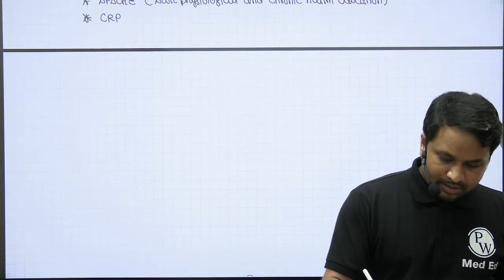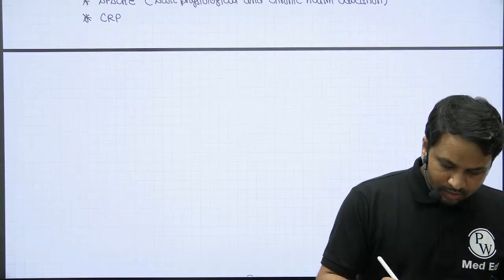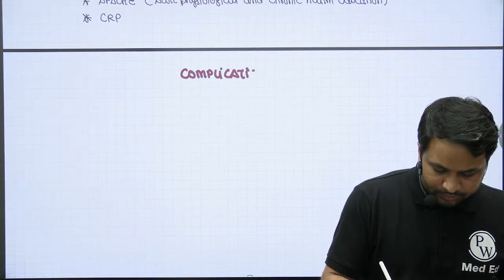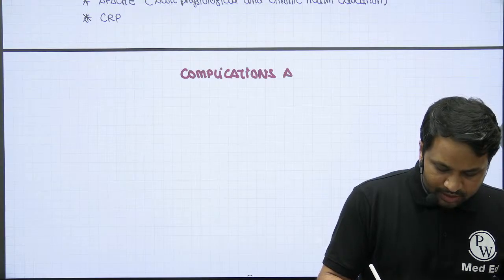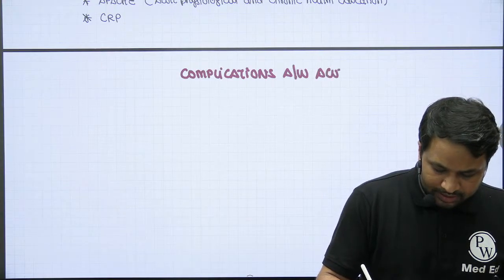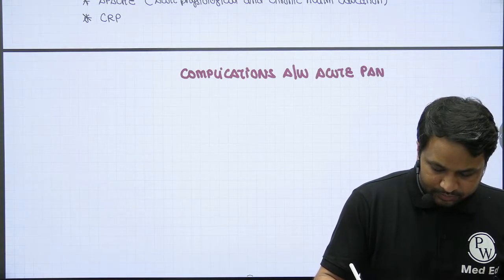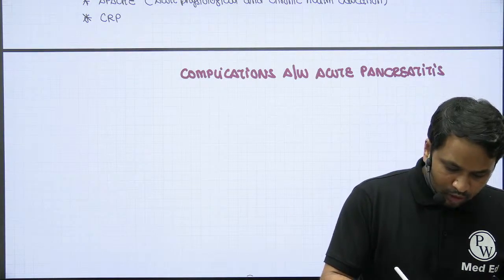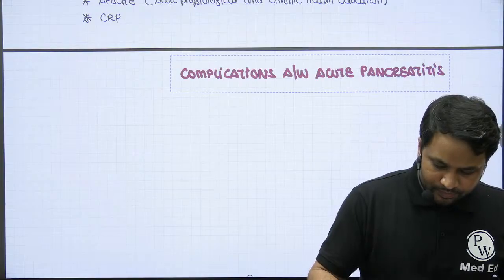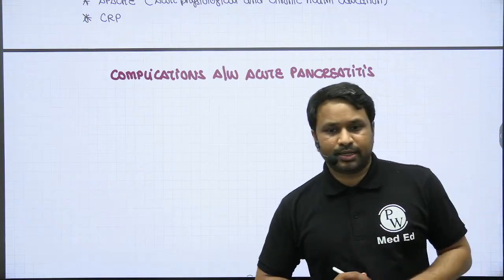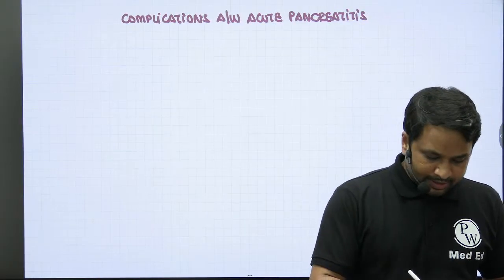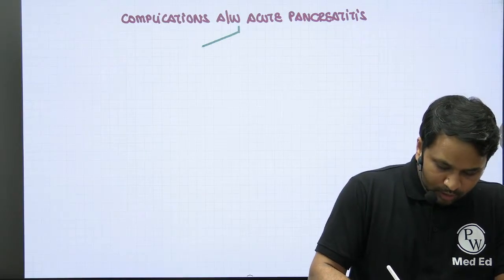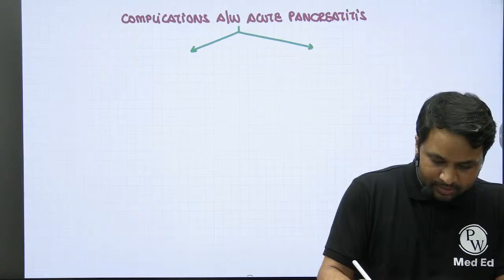This will be our last point to summarize: complications associated with acute pancreatitis. When we talk about the complication list, we'll be dividing the list of complications into two. One, the local complications, and another, the systemic complications.